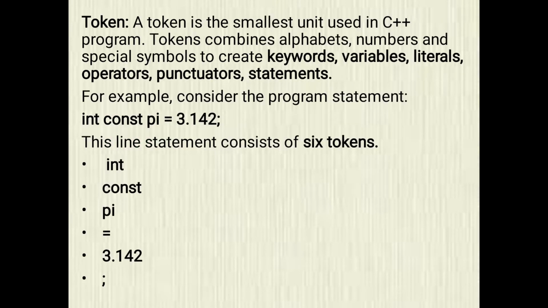So token. The token is the smallest individual unit used in C++ program. Okay, so all the characters that you use, the alphabets, numbers, and special symbols, when you combine them, it forms a meaningful word. And when it forms a meaningful word for the compiler, the compiler understands that. So such characters, when you combine them, they form keywords, variables, literals, operators, punctuators, statements.